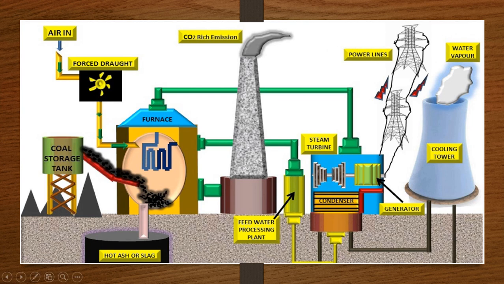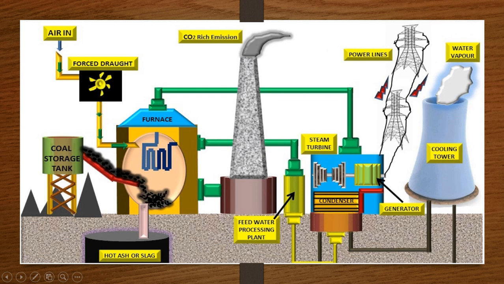In these tubes water will be there, and that water gets heated due to the heat energy from the burning of the coal. The water keeps on boiling and reaches the boiling point, then it converts into steam, and that steam will be given to this steam turbine. Because of that steam force, the turbine blades will start rotating. Now the turbine starts rotating.